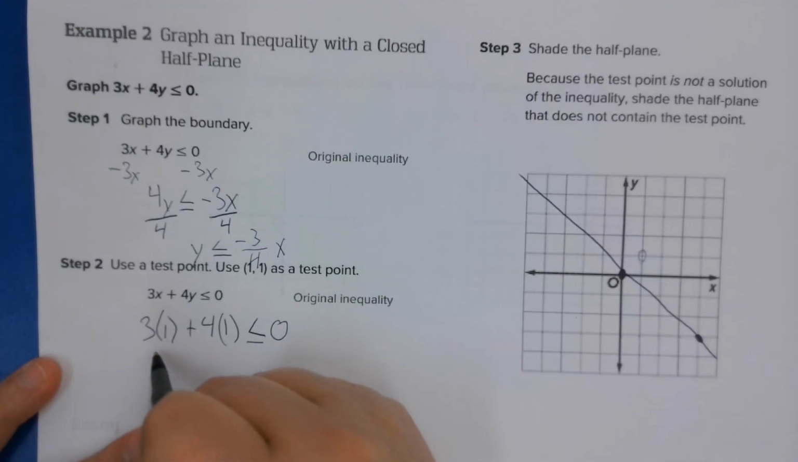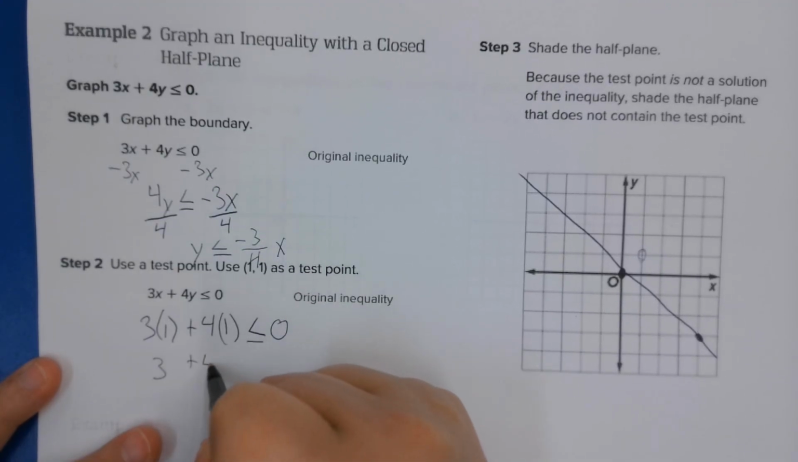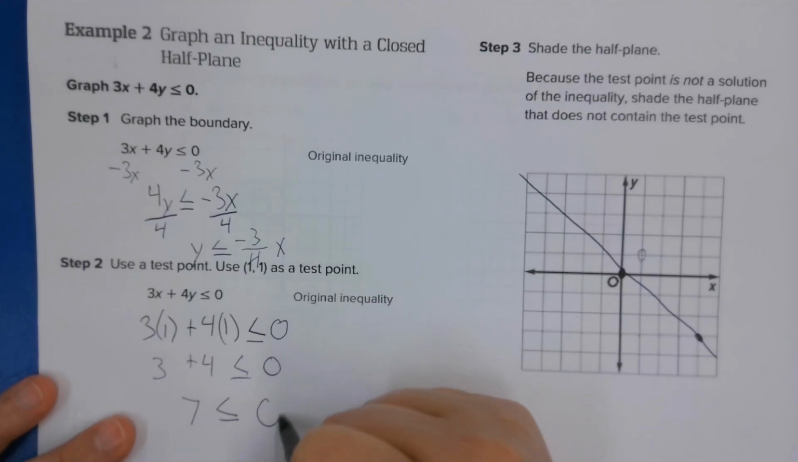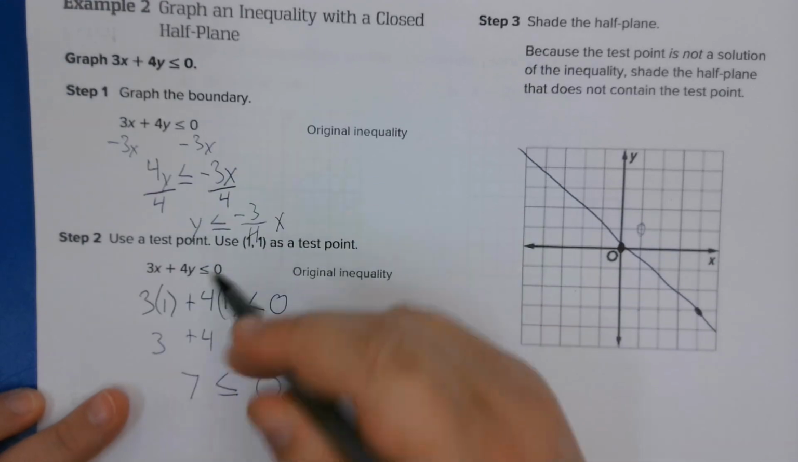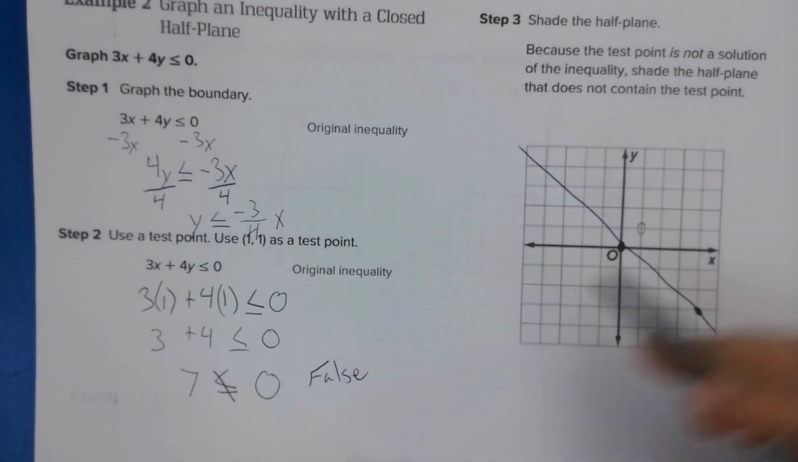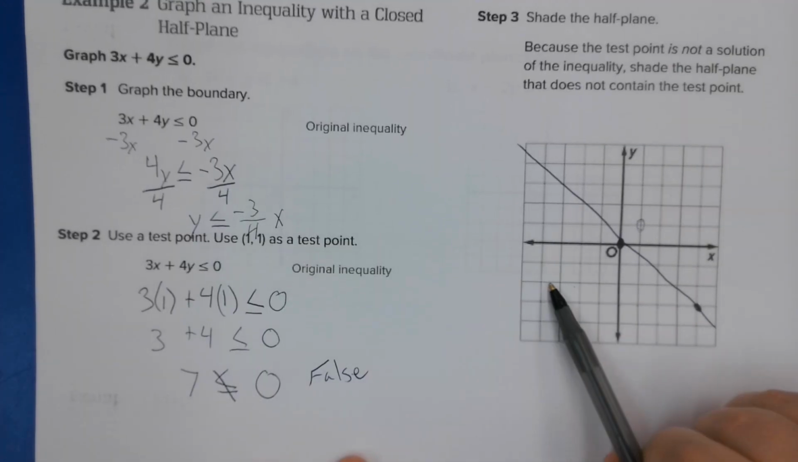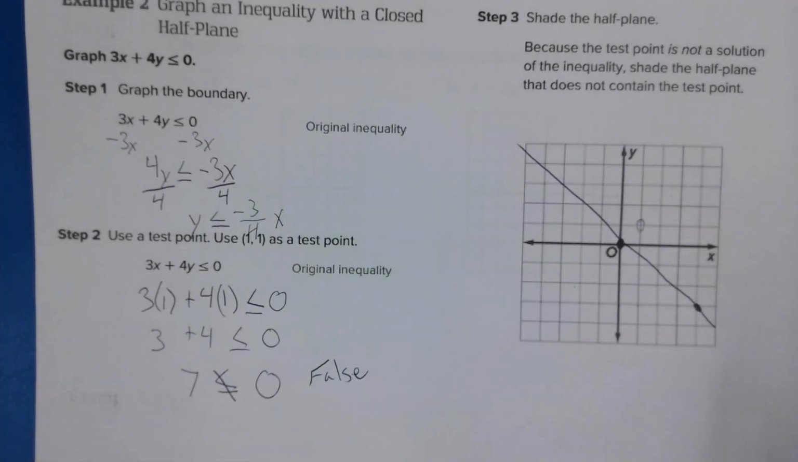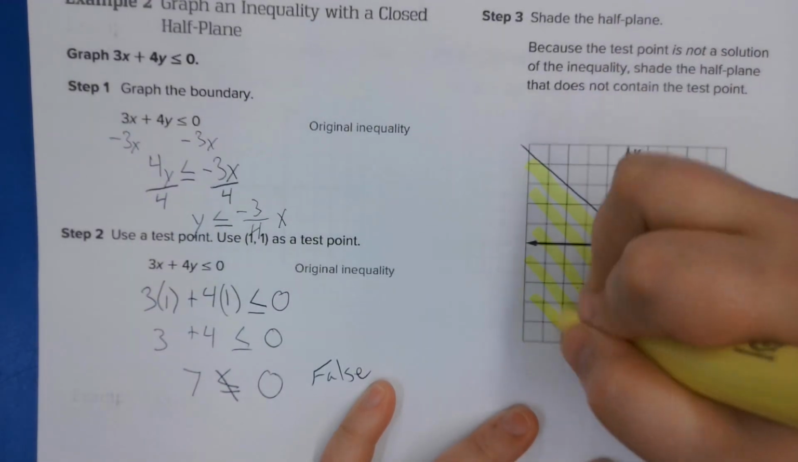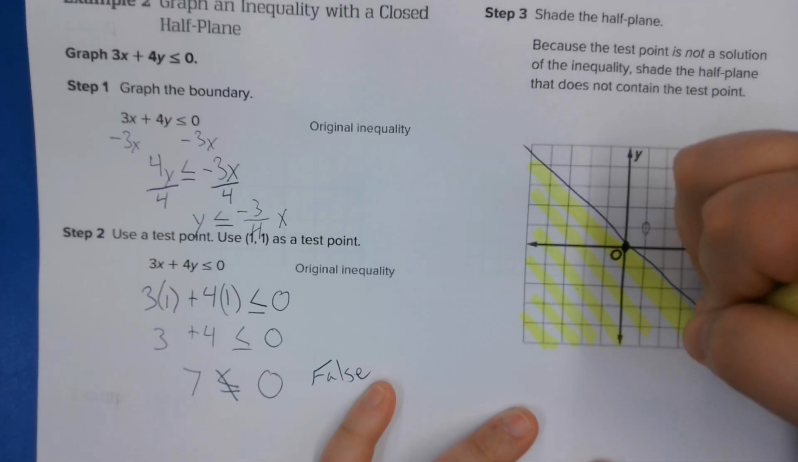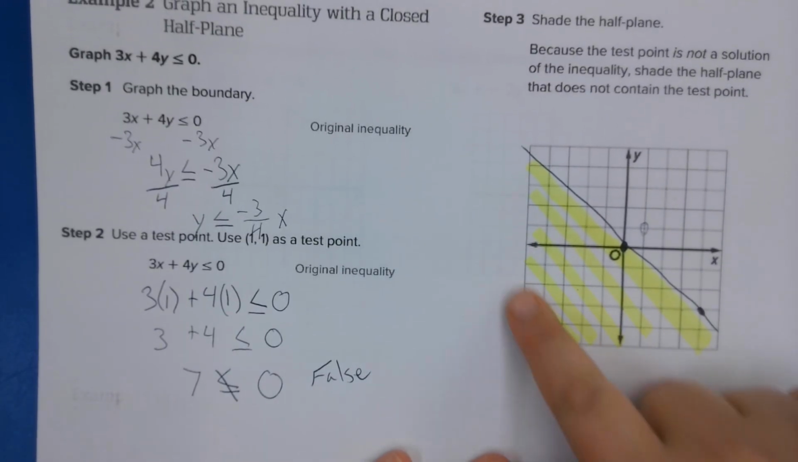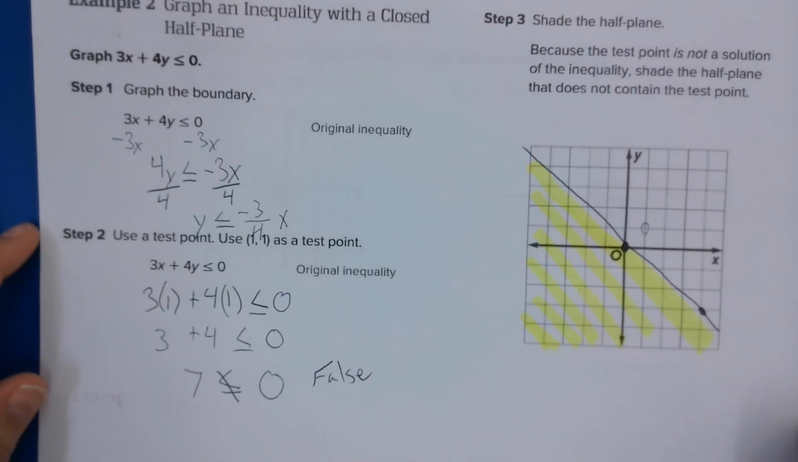So 3 times 1 is 3. 4 times 1 is 4. 3 plus 4 is 7. Is 7 less than or equal to 0? No, it is false. Because it is false, I'm not going to shade this side, I'm going to shade this side. And that shows me that this is my closed half plane where all of my solutions lie.